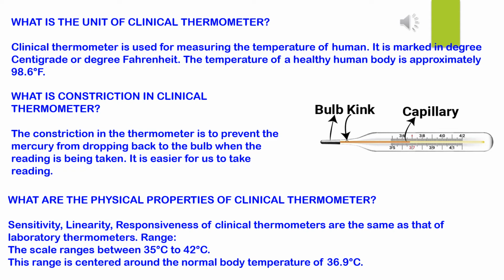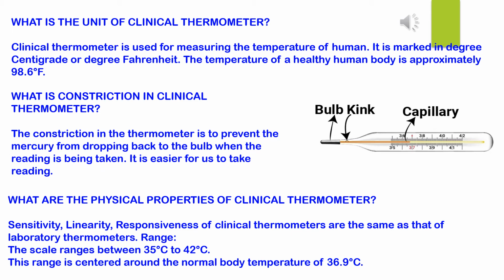Now, what is the constriction or kink in a clinical thermometer? The constriction or kink in the thermometer is to prevent the mercury from dropping back to the bulb when the reading is being taken. It is easier for us to take the reading. See the diagram? Bulb is there and kink is there. I have marked it. And the capillary tube is also there. Capillary of mercury also has been shown.